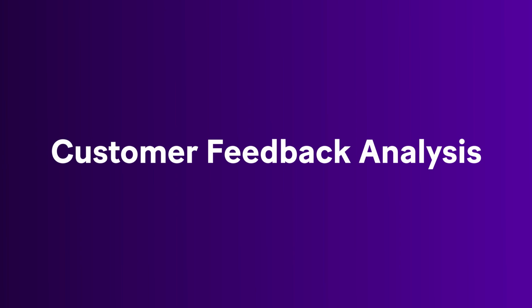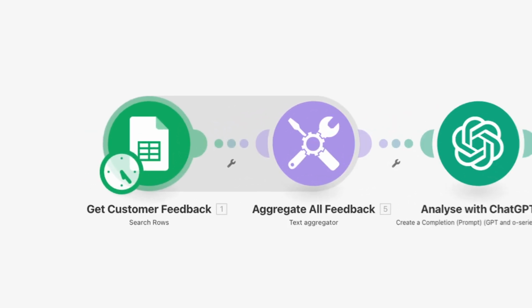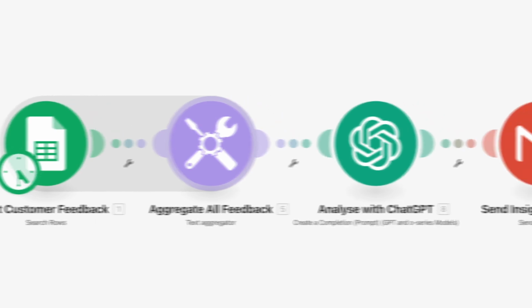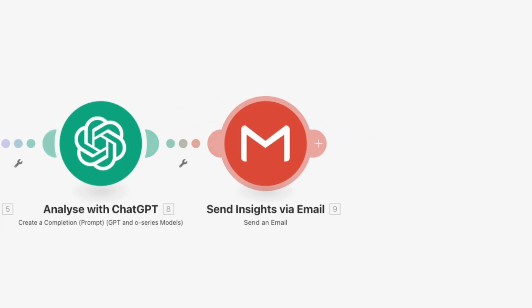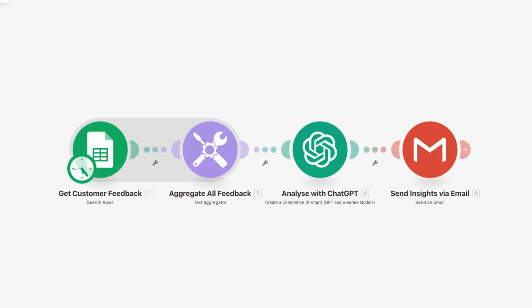Imagine you're getting hundreds of customer survey responses every week, and you need to understand quickly the overall sentiment. Here, survey responses automatically flow in from Google Sheets, and all of that feedback is then aggregated into one text. ChatGPT then analyzes each response for sentiment and extracts key themes, and you receive a clean summary email highlighting what customers love and what needs improvement. What used to take hours of reading and analysis now happens automatically in minutes.